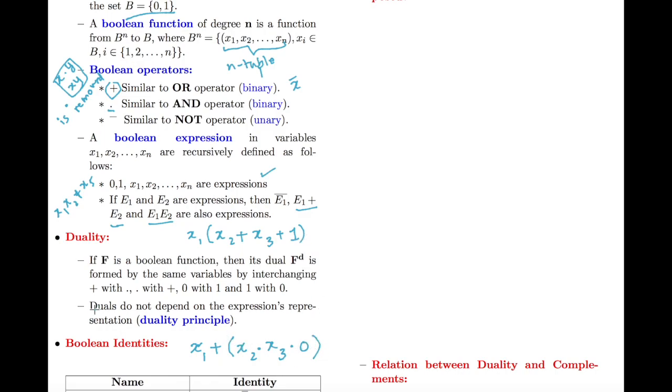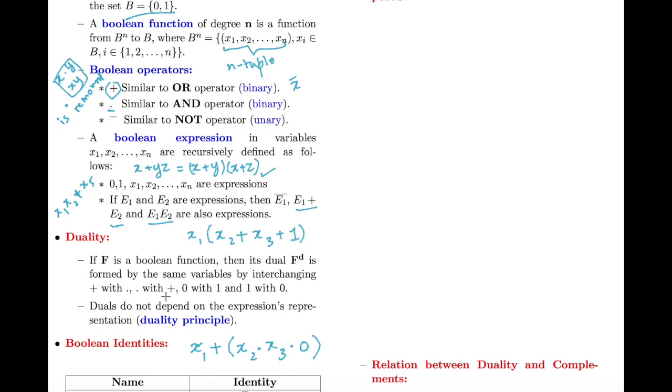Okay. So duals do not depend on the expression's representation. So for example, if we have x plus y times z, this is also equal to x plus y times x plus z. This is a property we will study later. So this expression is equivalent to this expression. So the dual of this expression will be the same as the dual of this expression. So this means that it does not depend on which representation we are using. In other words, if these expressions are equivalent, then their duals are also equivalent.